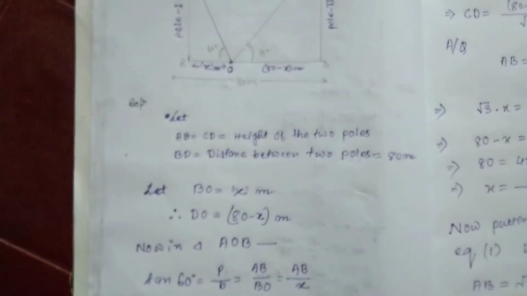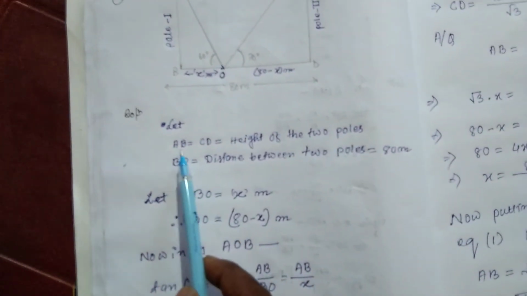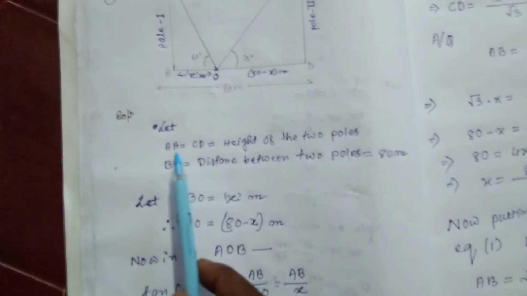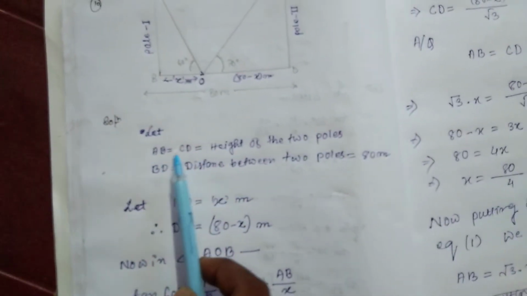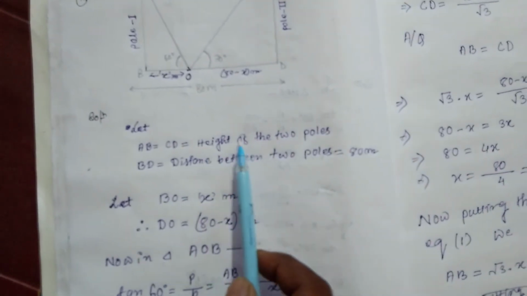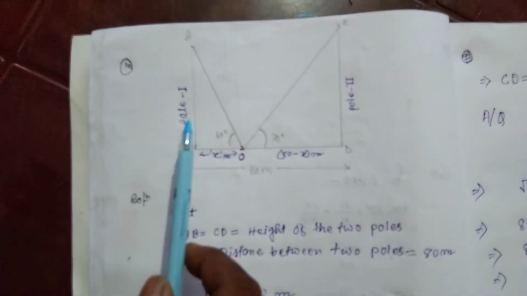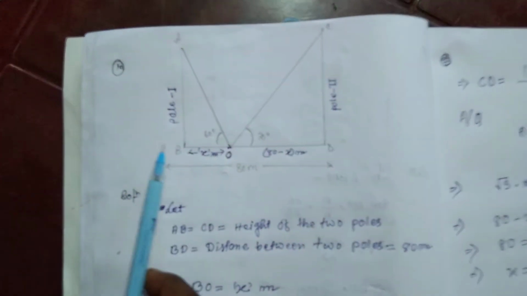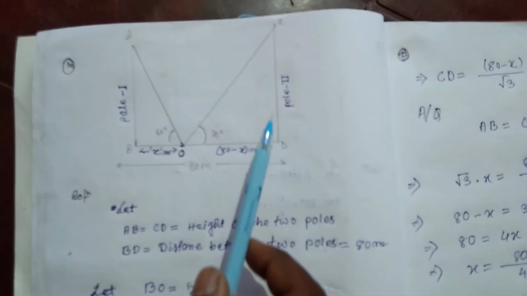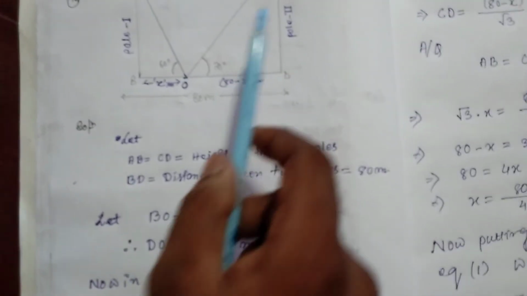It is given that we have considered AB equals CD, where AB is the first pole and CD is the second pole, and both poles are equal in height. You see, this is pole 1, whose name we have considered AB, and this is another pole, which we considered CD. They are equal in height.